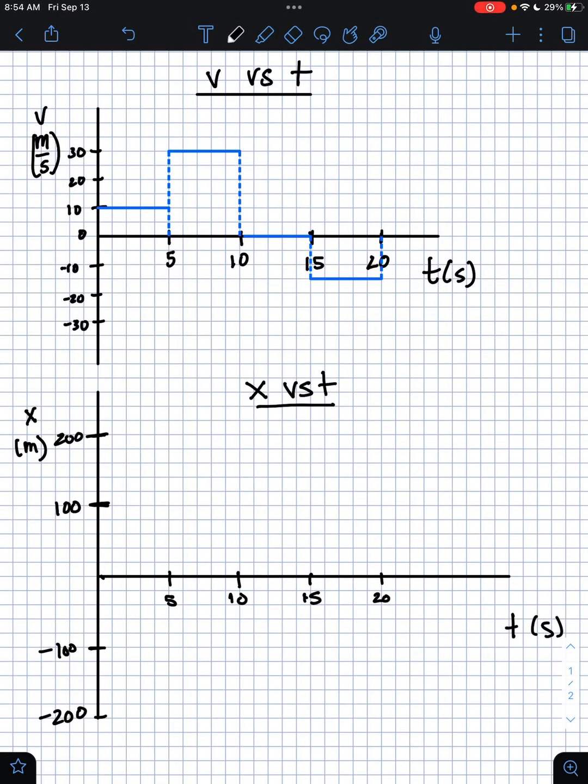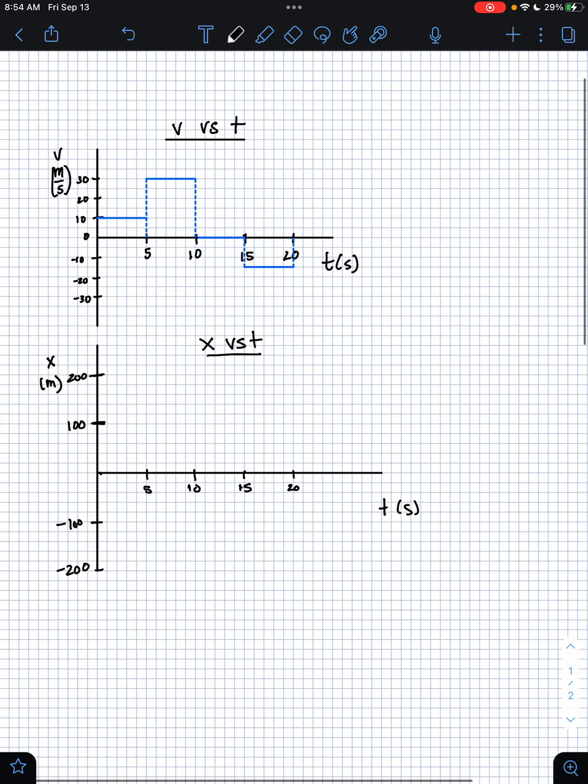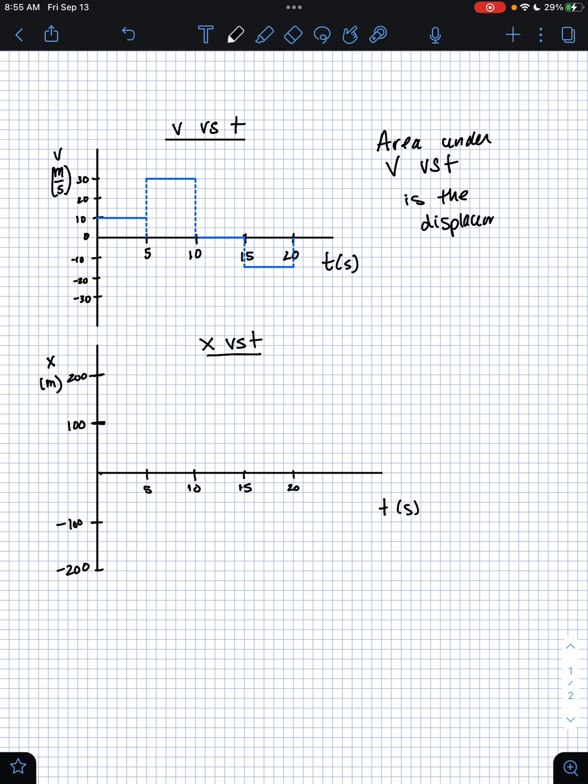Today we're going to talk about how to take a velocity versus time graph that is given to you and turn it into a position versus time graph. You know already that the area underneath a velocity versus time graph is going to be equal to the displacement. We're going to use that tool to go from one graph to the other.